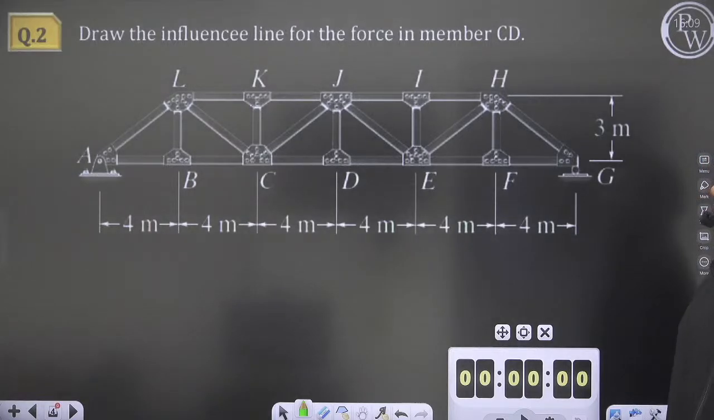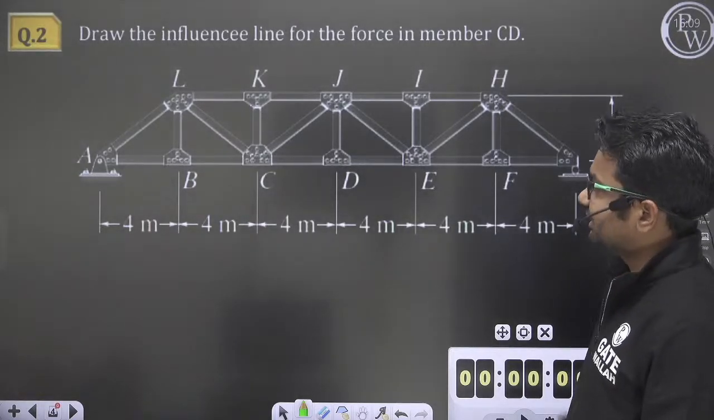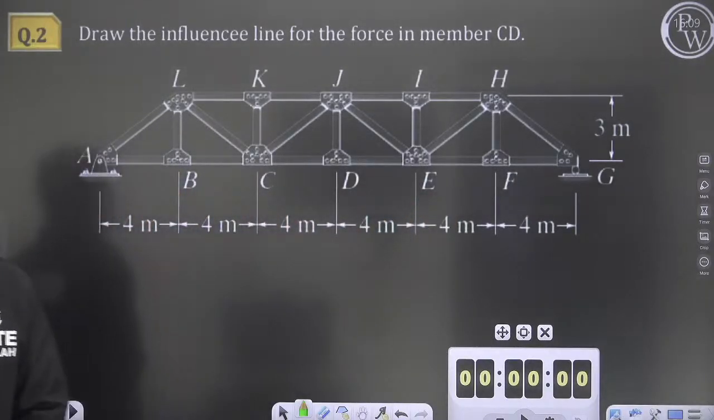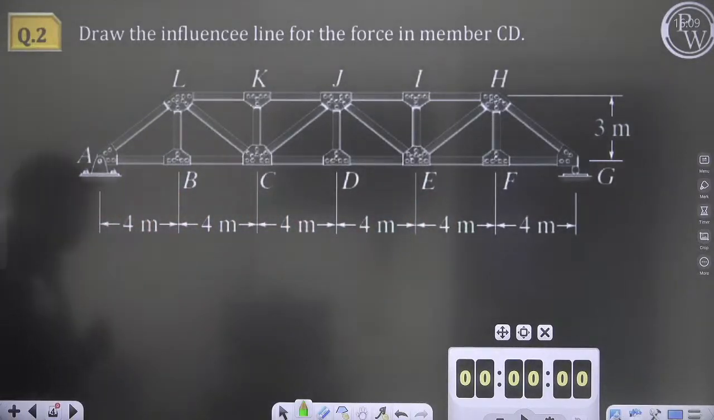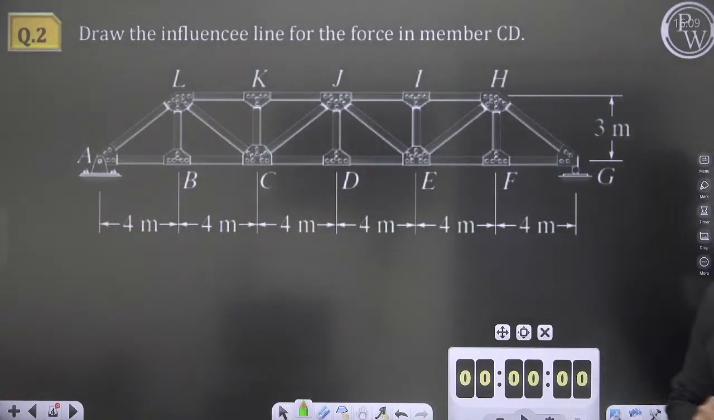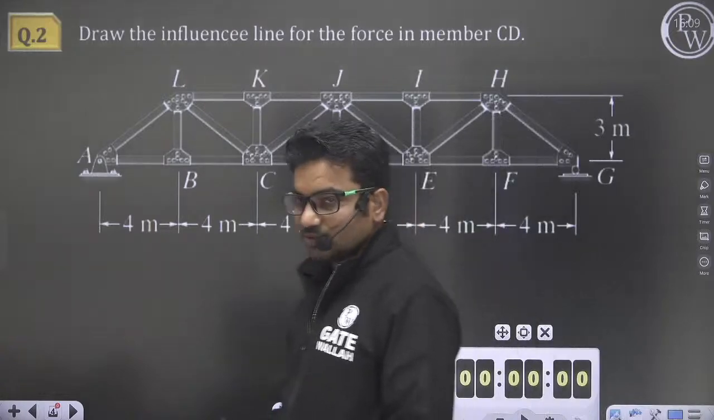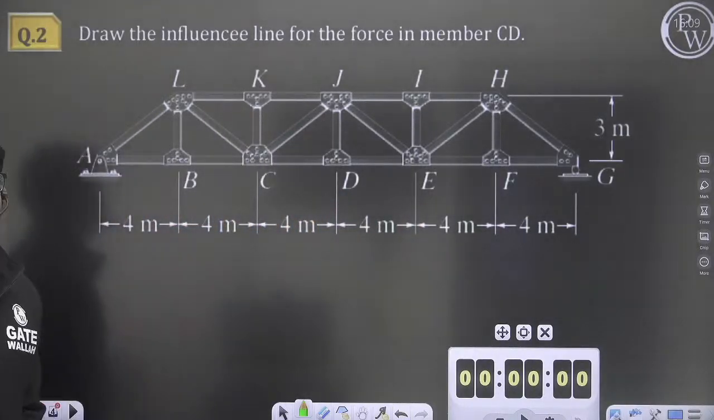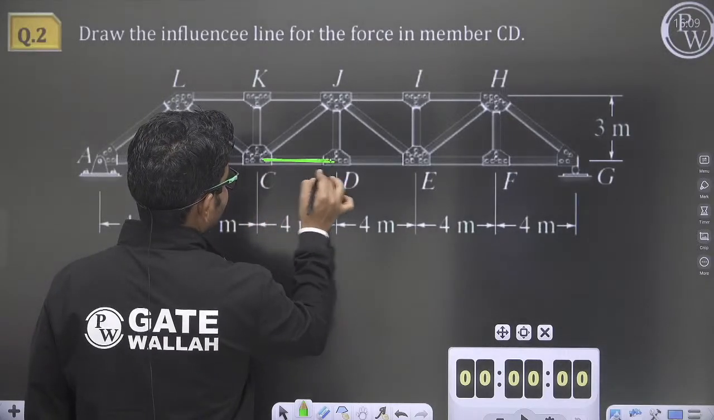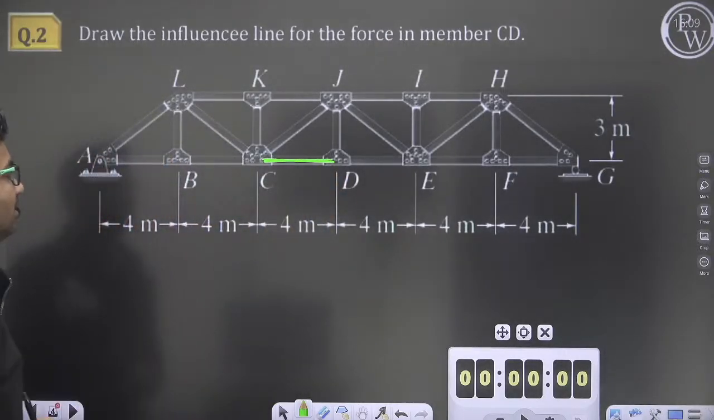You have to draw the influence line for the force in member CD. So for this question, I am not giving you any options. Why? Because with options you can get an idea. We are here to understand the concepts. So try to solve it yourself. For this member CD, we want to find out the influence line diagram.